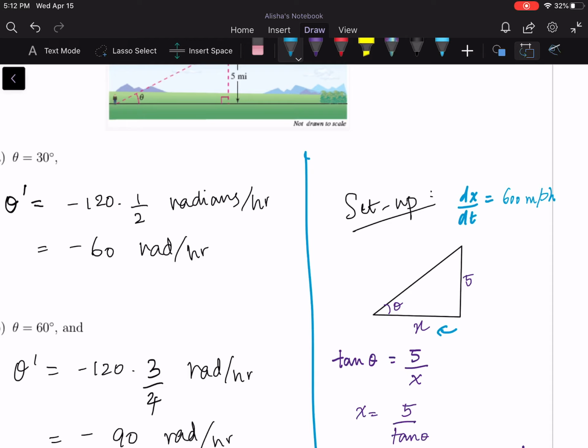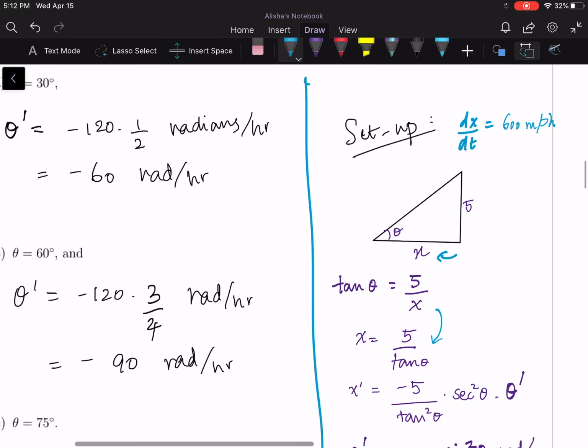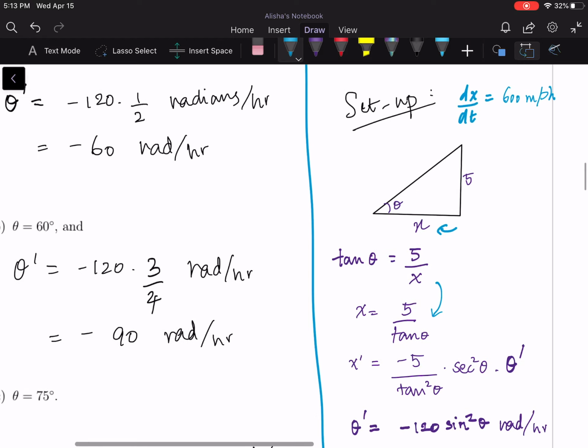Okay, so I've gone ahead and changed my equation into this form, and then I take derivatives on both sides. On the left-hand side, I just have the derivative of x, and on the right-hand side, I have to take the derivative of 5 over tan theta. So I'm going to use the chain rule, since I have a composition of quite a few things going on here, right? First, the derivative of 1 over something gives me the 1 over tan squared theta. Next I'm doing the derivative of tan theta, which is secant squared. Finally, the derivative of theta with respect to t. So chain rule there gives me this relation between the rates of x and theta.